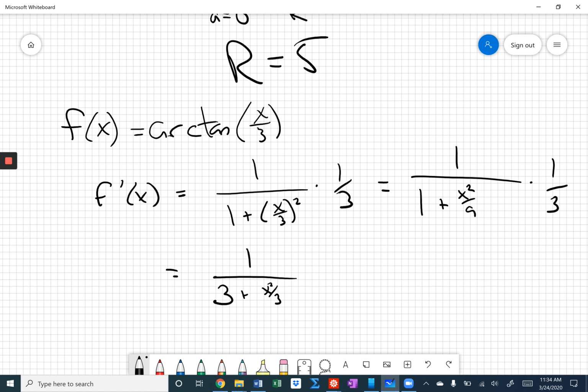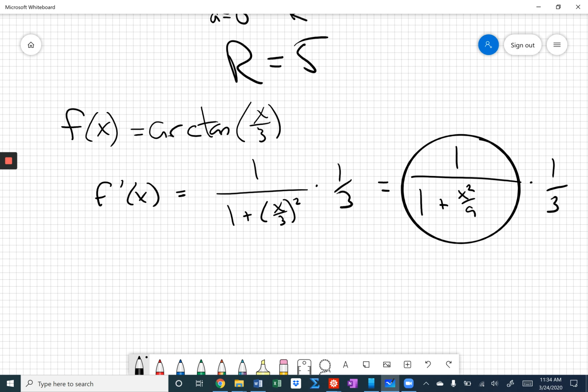No, actually, I don't want to distribute that. Let's leave it separate like this. I can generate a power series for this expression here, and then multiply by 1/3, and then we could integrate.